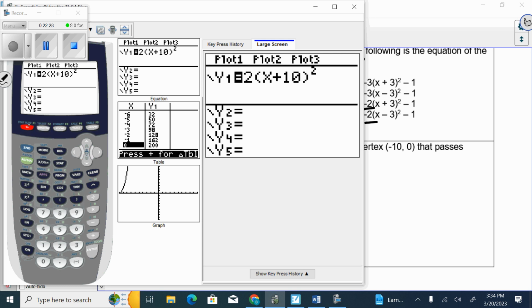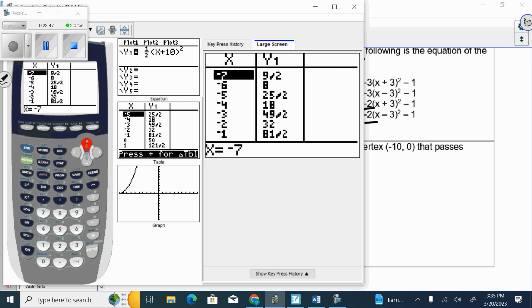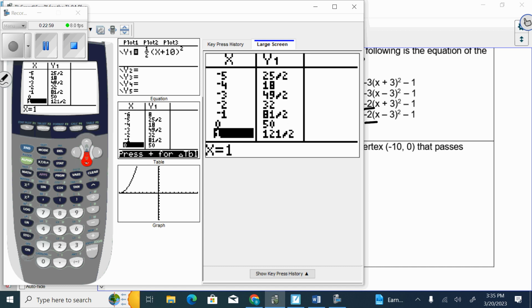I can try the next one. So the next one says 1/2 x plus 10 squared. So now I'm going to switch out that 2 for a 1/2 and check the table. All right, so first I check my -10. It does have -10, 0. Does it have the point that we want at 1? It says 121 divided by 2. What is 121 divided by 2? So it does have it, right? So that's going to be our answer choice.